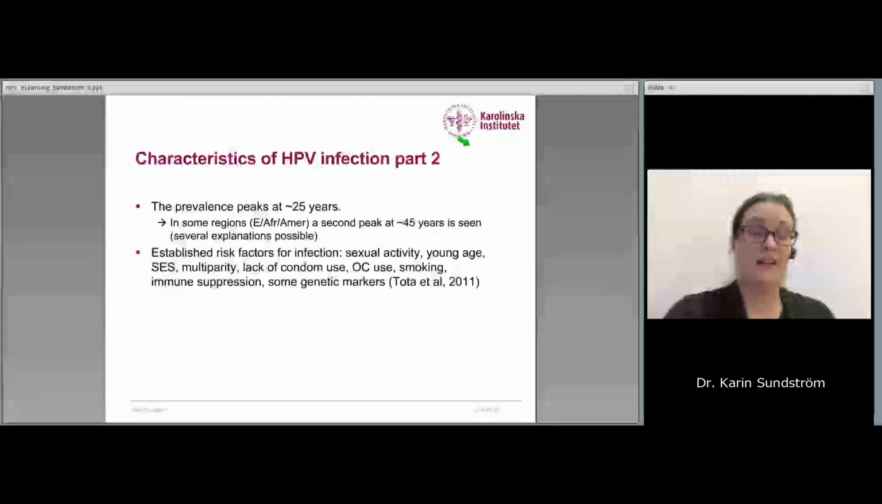Multiparity, as having had more than several children, is also associated with both infection and also cervical cancer. Oral contraceptives, smoking, and other lifestyle factors have also been established as risk factors. And finally, I want to mention comorbidities such as immune suppression and also potentially host genetics. For a nice overview, you can refer to, for example, the review article by Toda et al.